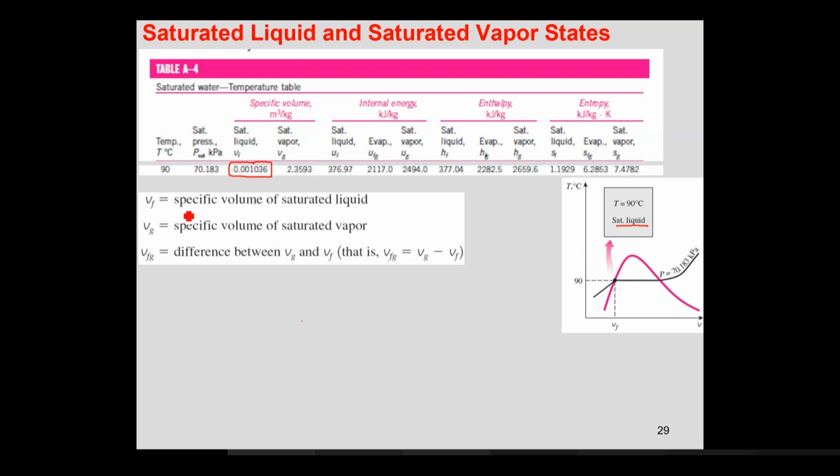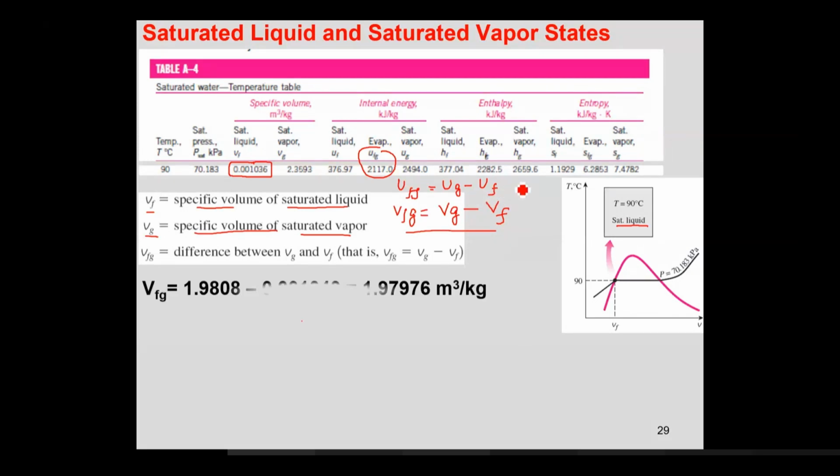Now, the term Vf basically means specific volume of saturated liquid, Vg means specific volume of saturated vapor, and Vfg is a term used to express the difference between specific volumes of saturated vapor and saturated liquid. Similarly, Ufg represents the difference between the internal energy of saturated vapor and the saturated liquid.